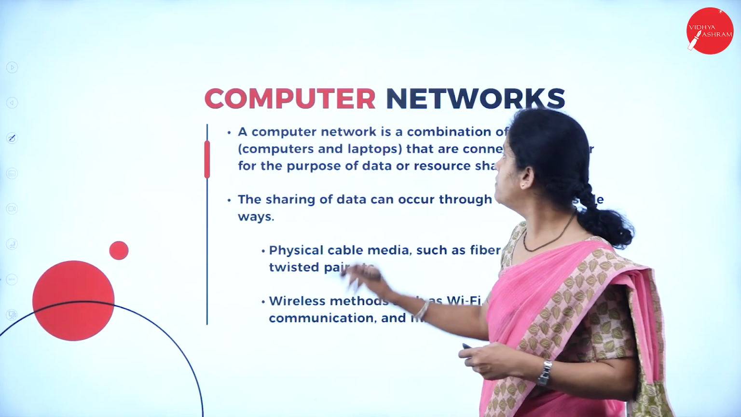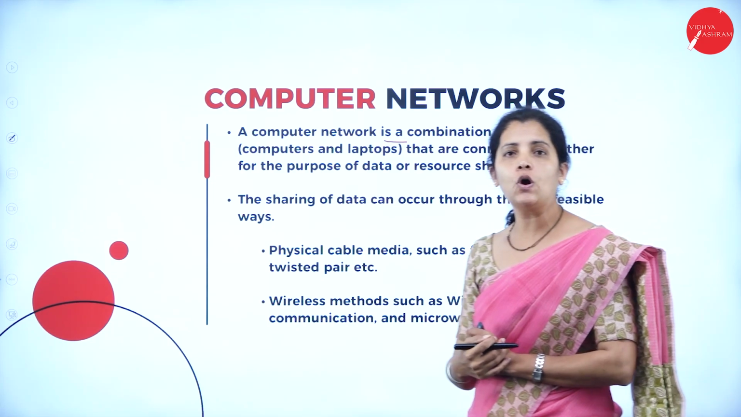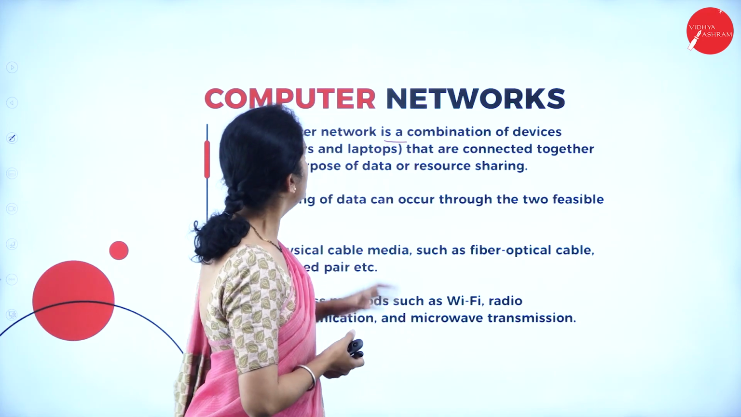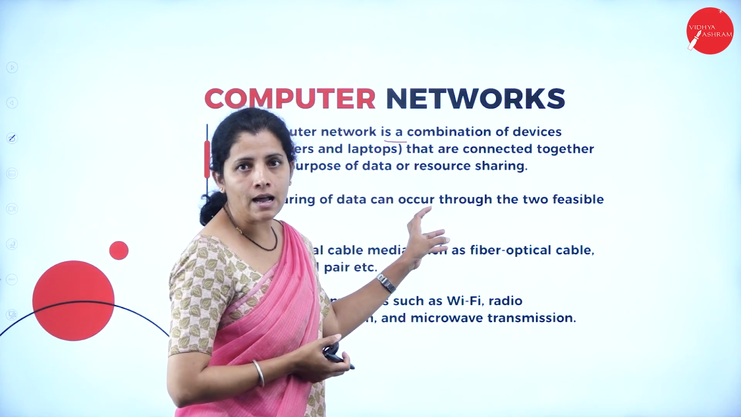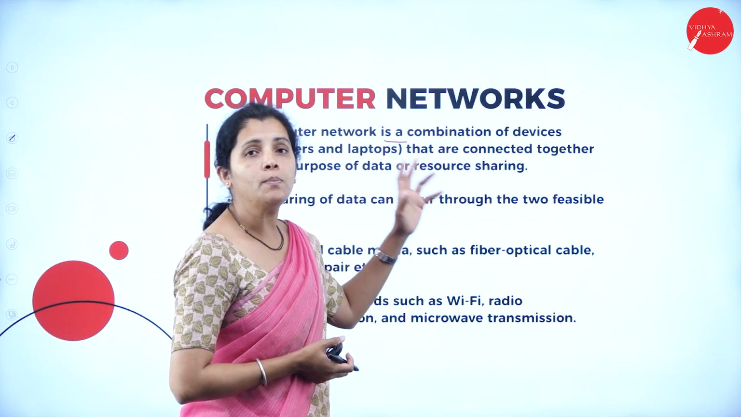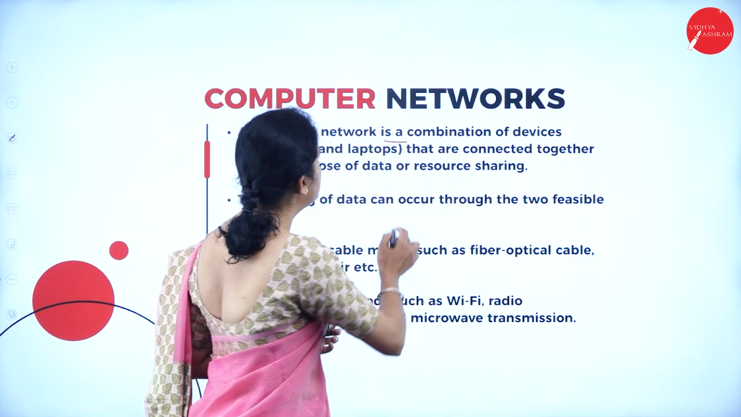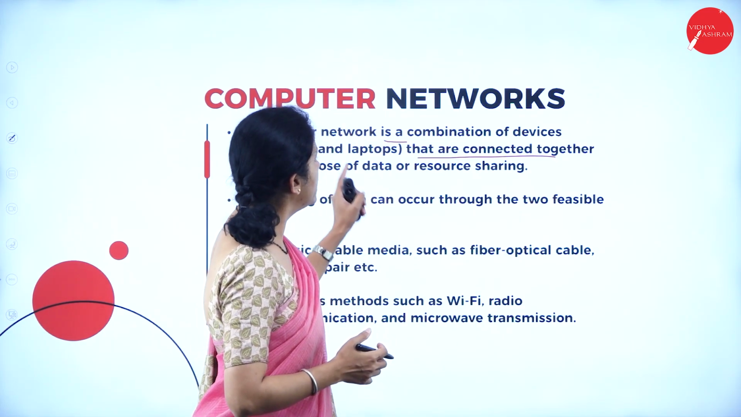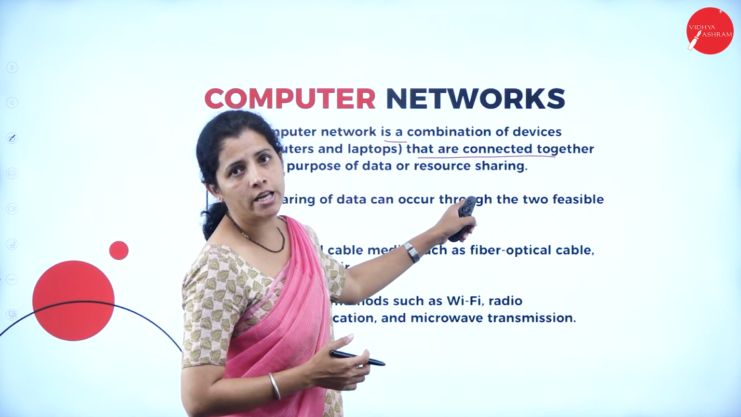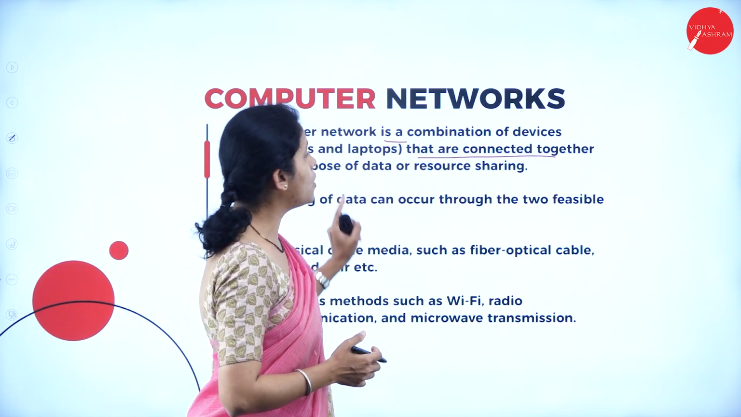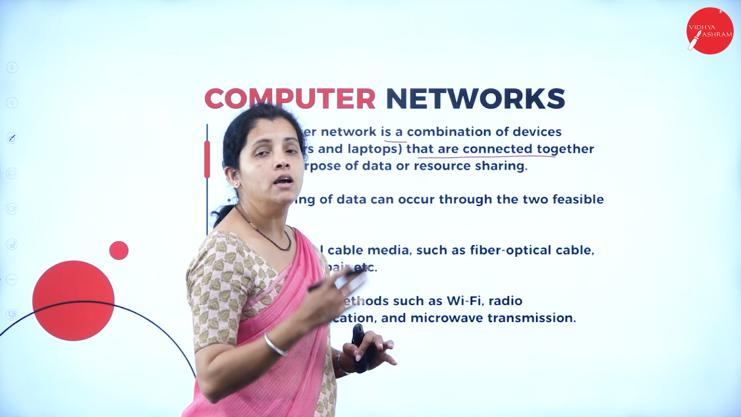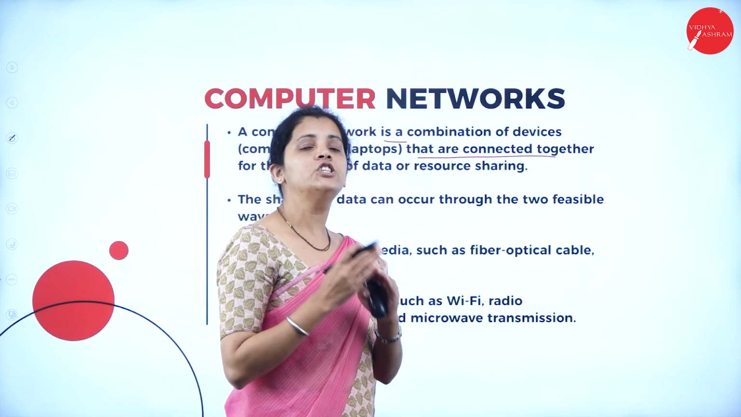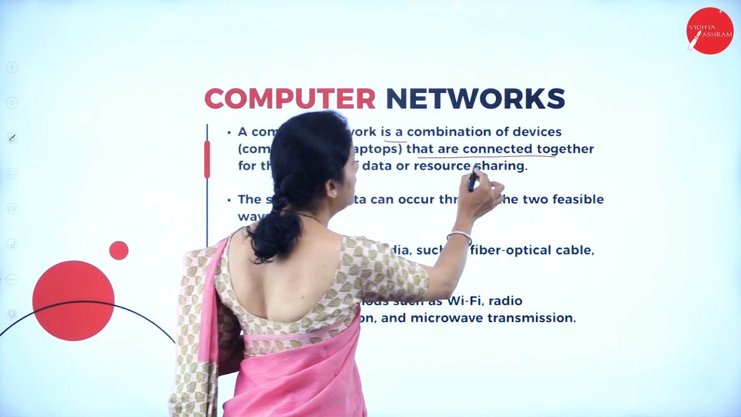Now, a computer network is a combination of devices. This is another definition. So what is a computer network here? It is a combination of devices. It's nothing but two or more computing devices that are connected to each other for the purpose of data and resource sharing. So why do I require a computer network? It's mainly used to communicate with each other and share data. Now, they are connected together.